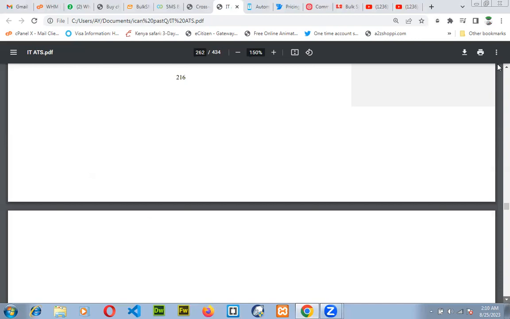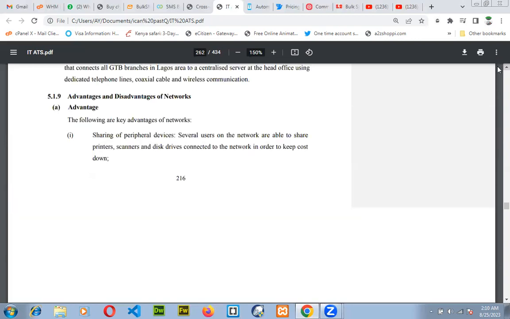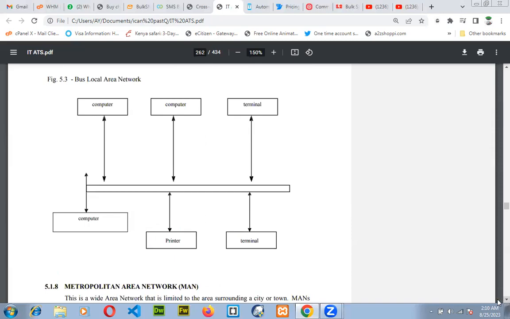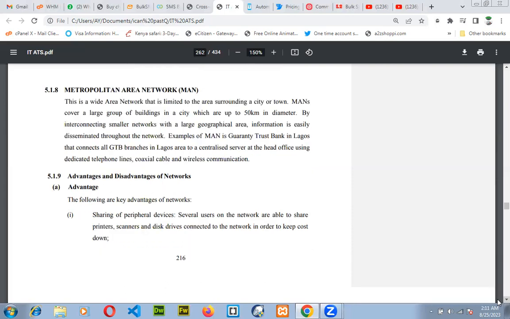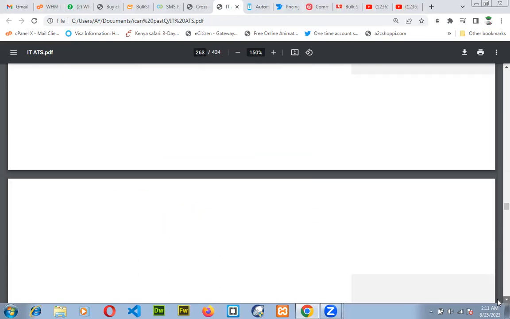So you can see, I'm not going to delve much on metropolitan area network because I've already explained that above. A wide area network is similar. The difference is just that the wide area network covers wider regions than a metropolitan area network. Apart from that, they both use the same technology. So you can read the advantages and disadvantages of networks. So let's continue.